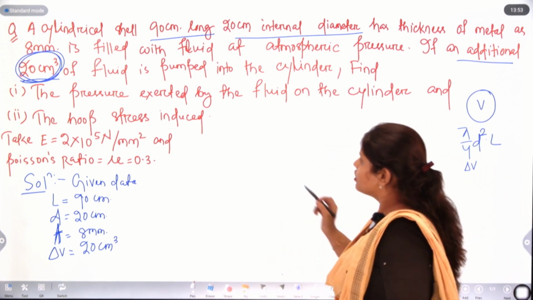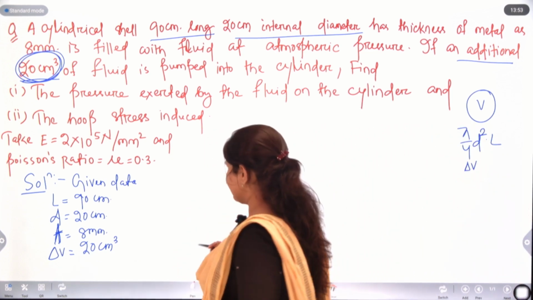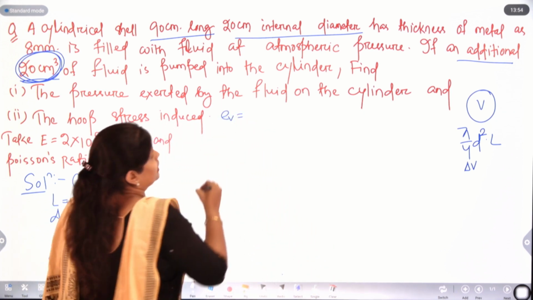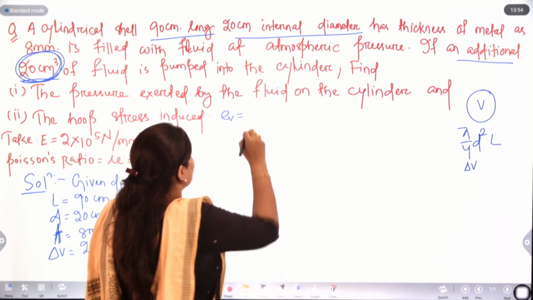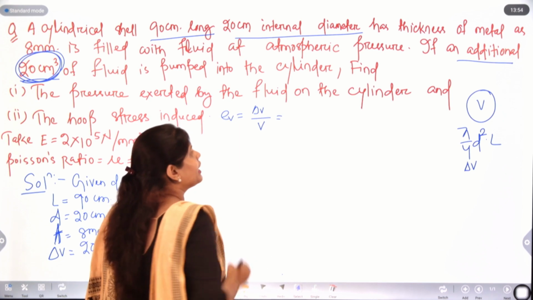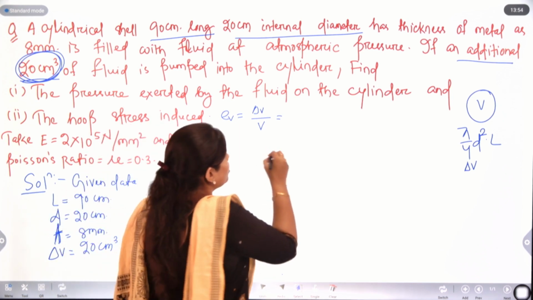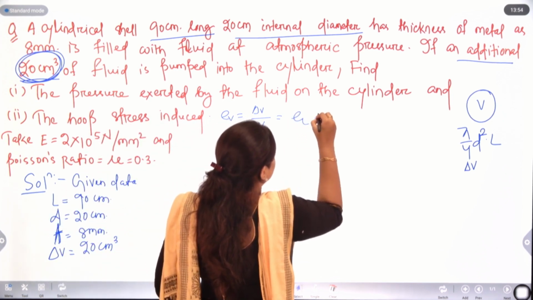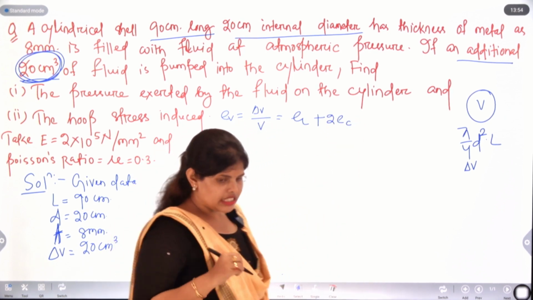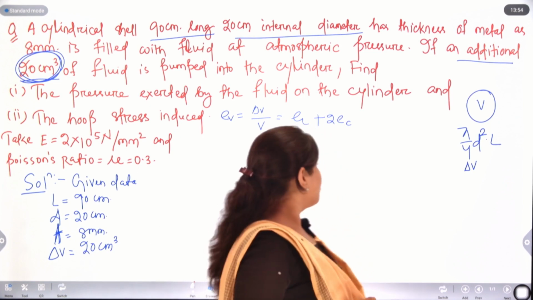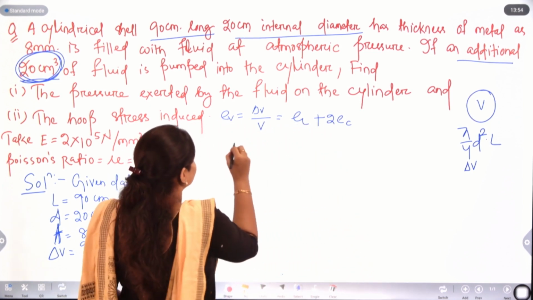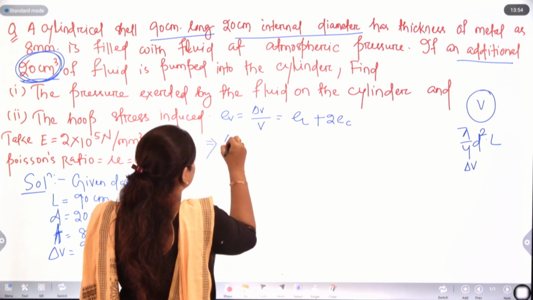Okay. And hoop stress. We already know what? The formula for EV. EV is your volumetric strain, is what? Del V upon V, right? So, we will write it as EL plus 2EC. In this numerical, we don't have our longitudinal strain and circumferential strain. So, we will calculate that now.